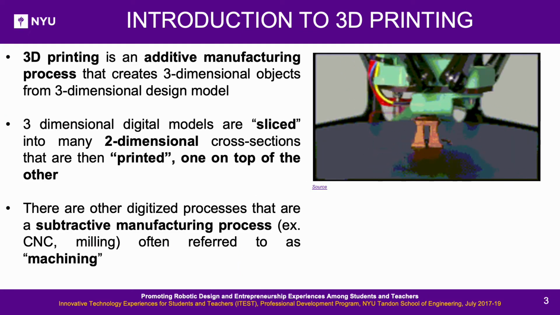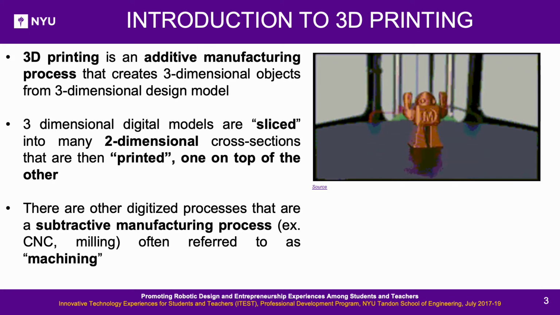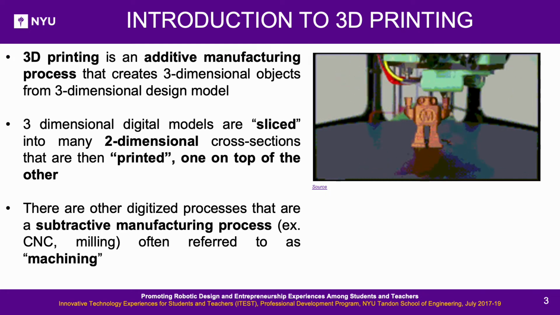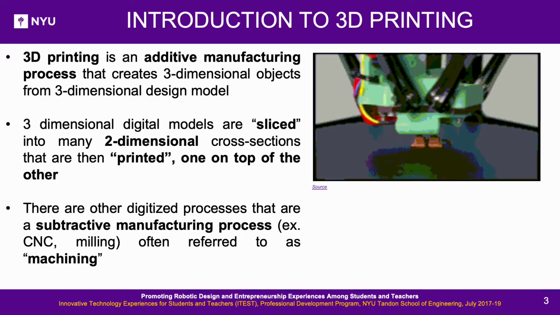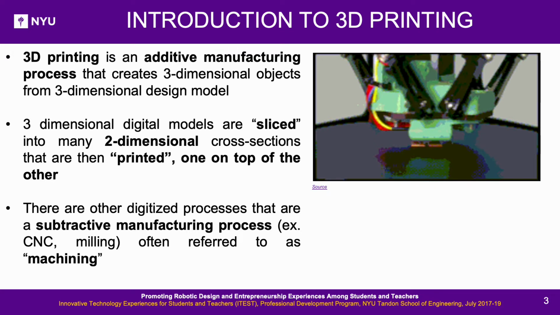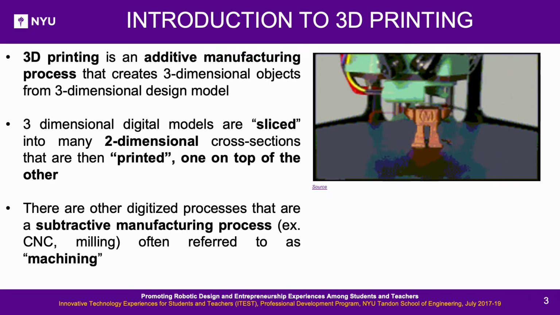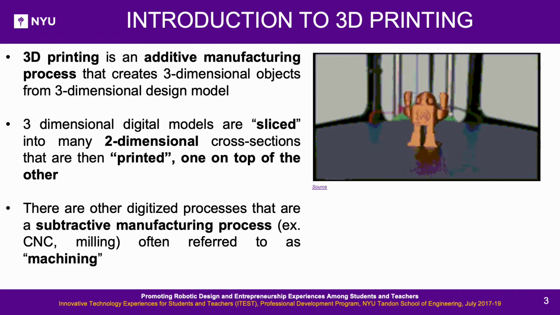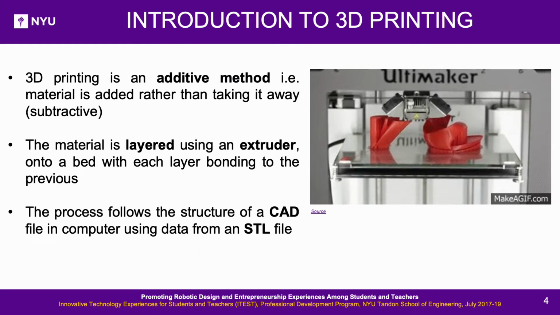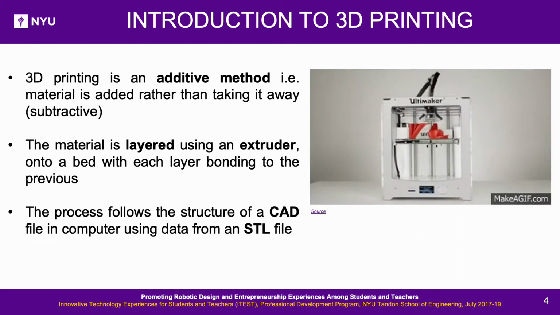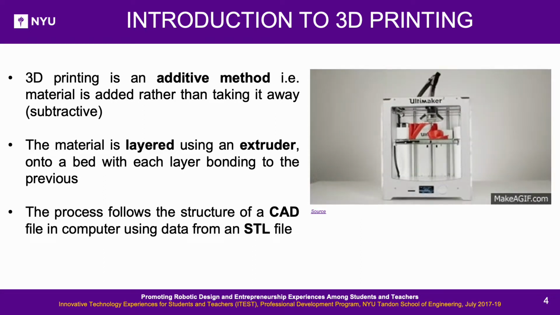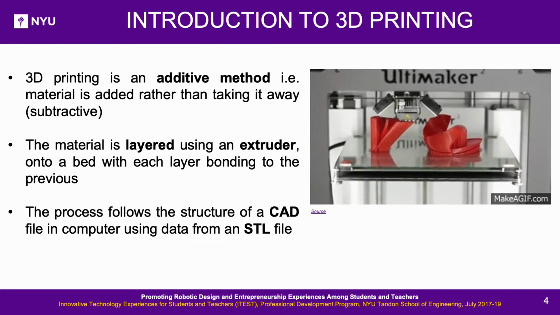Introduction to 3D Printing. 3D printing is an additive manufacturing process that creates three-dimensional objects from a three-dimensional design model. Three-dimensional digital models are sliced into many two-dimensional cross-sections that are then printed, one on top of the other. There are other digitized processes that are subtractive manufacturing processes, for example CNC milling, often referred to as machining. 3D printing is an additive method, that is, material is added, rather than taken away. The material is layered using an extruder, onto a bed, with each layer bonding to the previous.